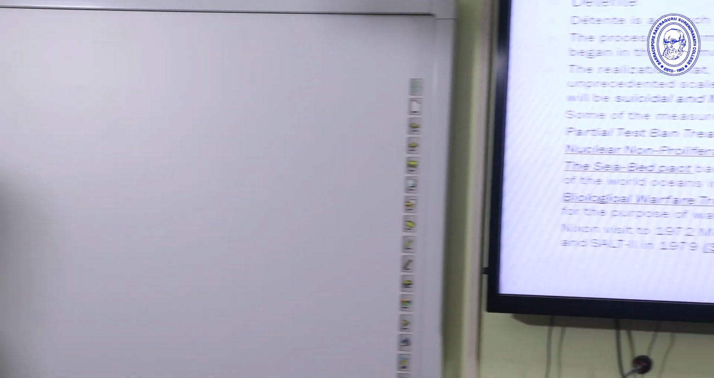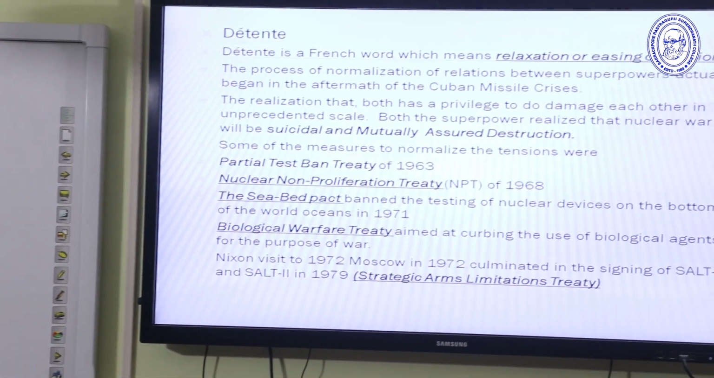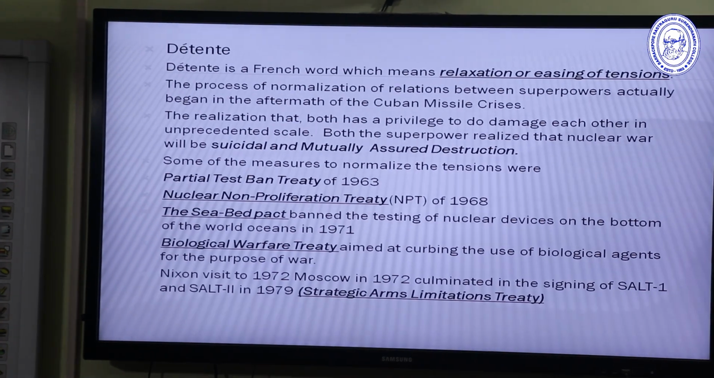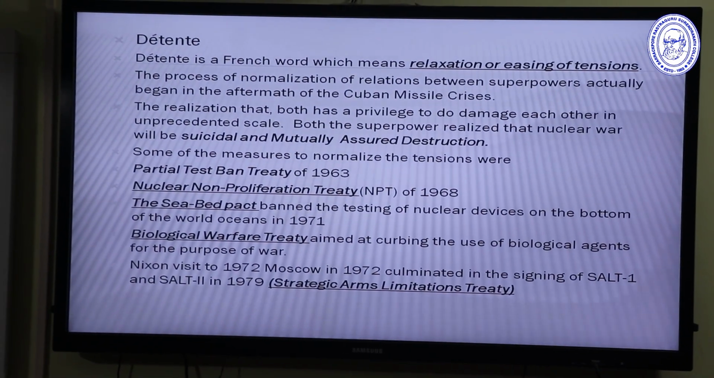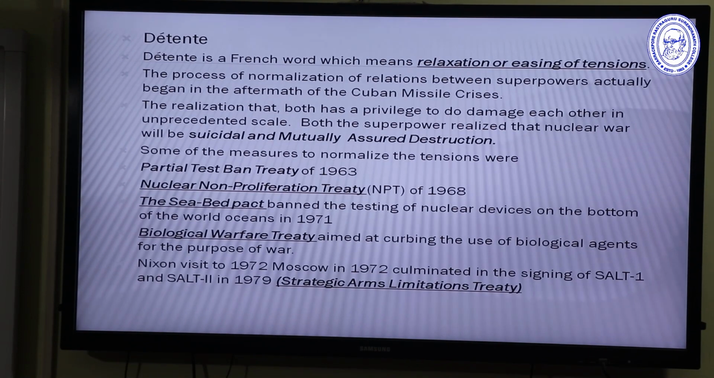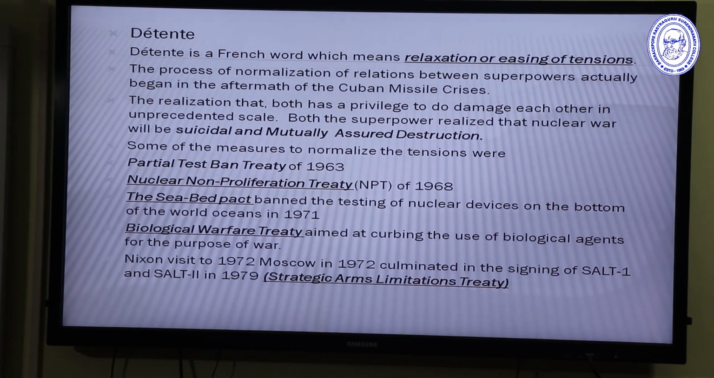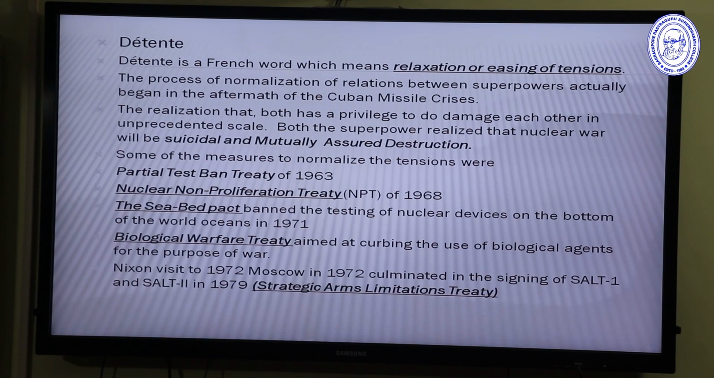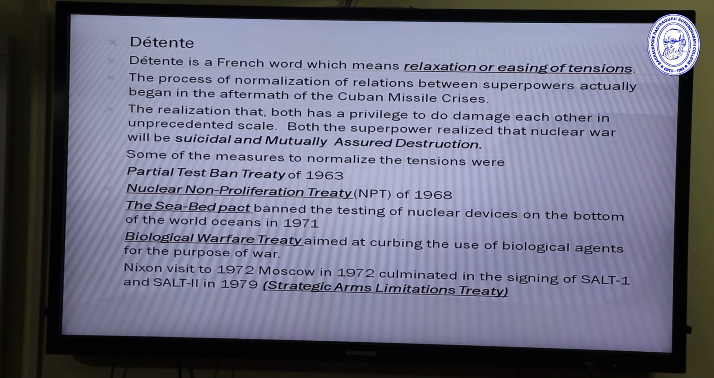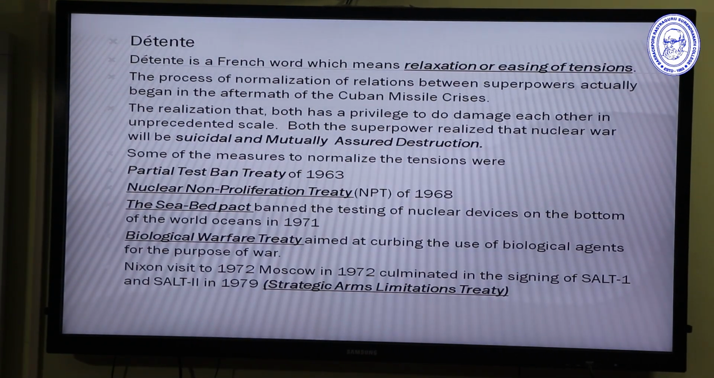Next we have detente. It's a French word, which means relaxation or easing of tension. Comparatively, till 1962 the world witnessed a number of pacts and agreements and a mad arms race. But 1962 to 1979 is comparatively a period of ease, a relaxation of tension.